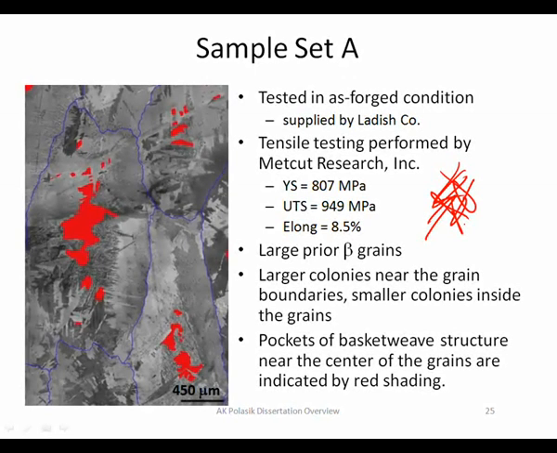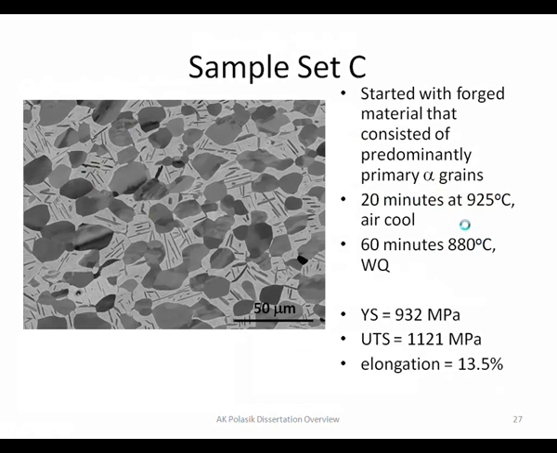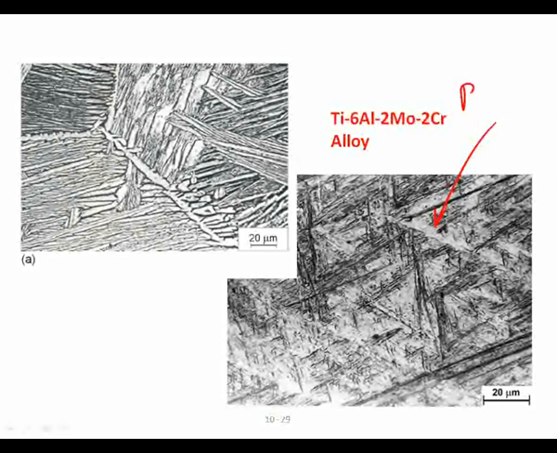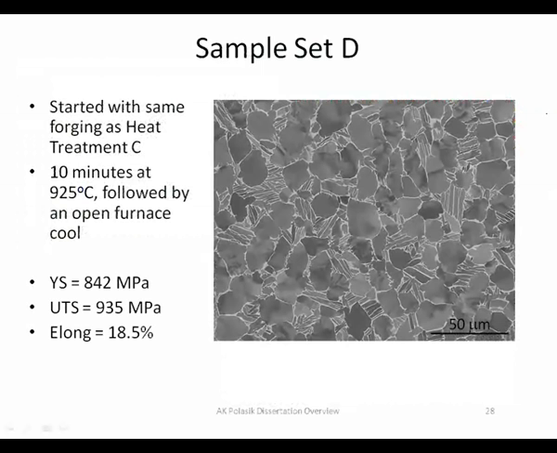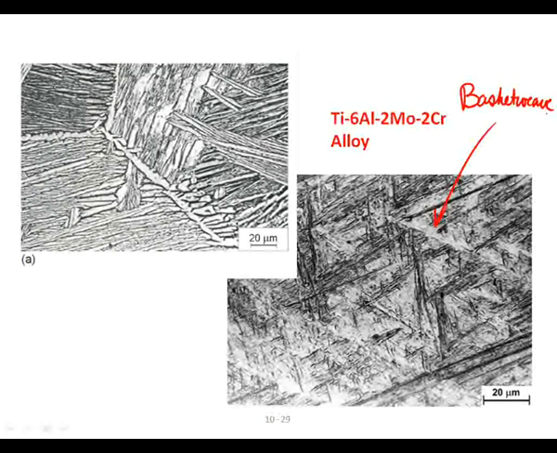This is an image of a basket weave structure. It's called something different in titanium, but that's what it is. So how are we going to get that? How do we get basket weave? Quench. If diffusion is very difficult, if the transformation is happening at low temperatures, then we're going to get something more like a basket weave.